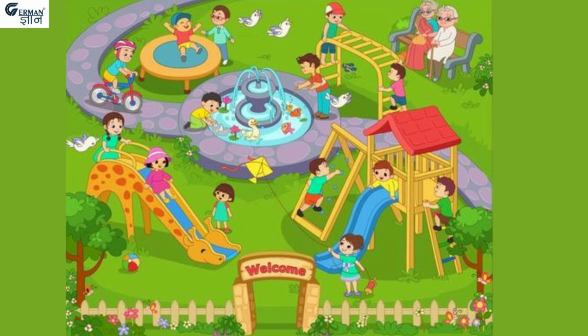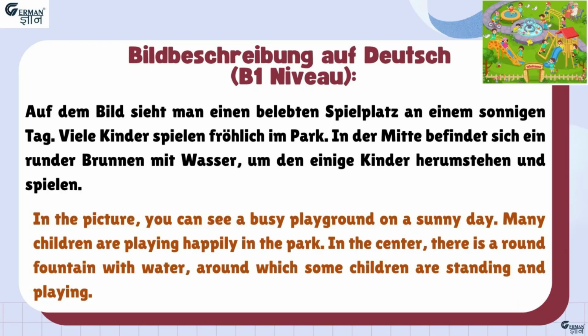On the screen you can see the picture which we are going to describe. So what you can do, you can also try describing a picture and then later on you can check how many differences are there, how many mistakes are there. Bildbeschreibung auf Deutsch B1 Niveau.